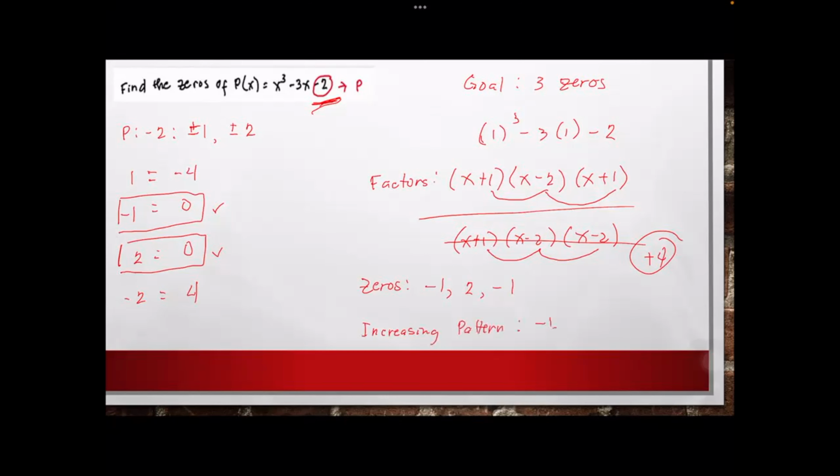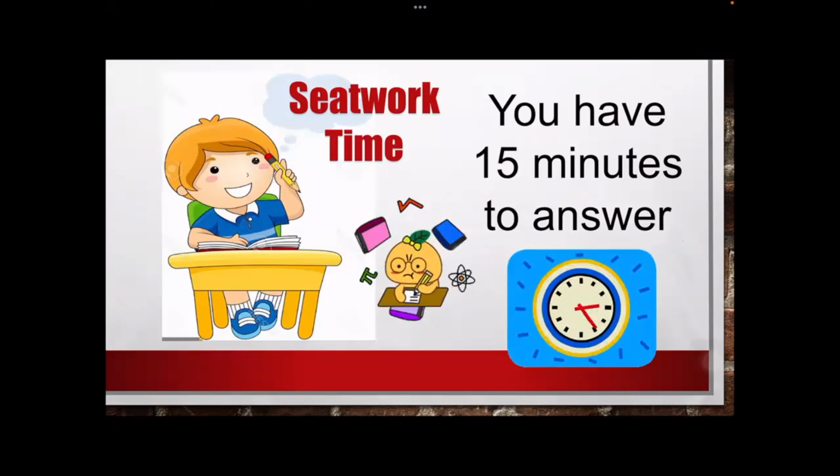Magkakaroon tayo ng negative 1 and positive 2. So, ito yung magiging sagot dyan. Okay? Question? Sir, may tanong pa. Yes po.